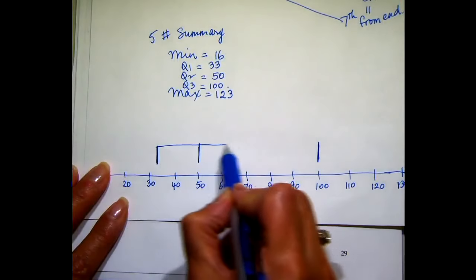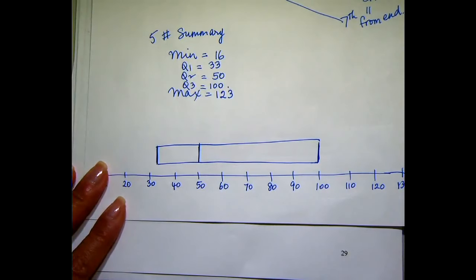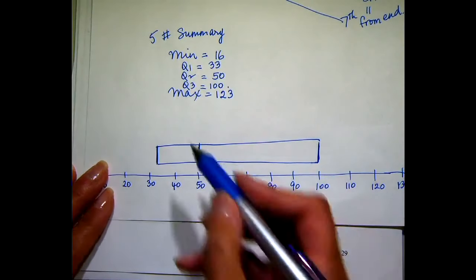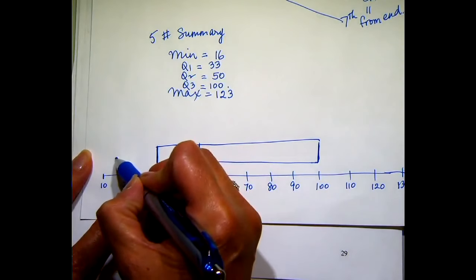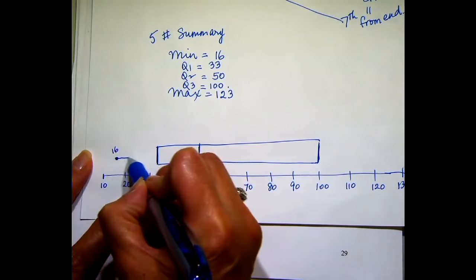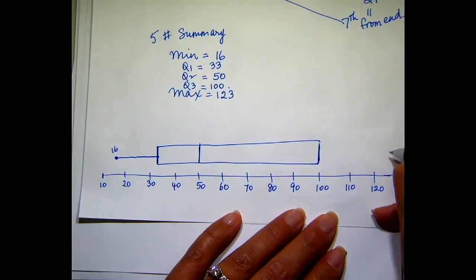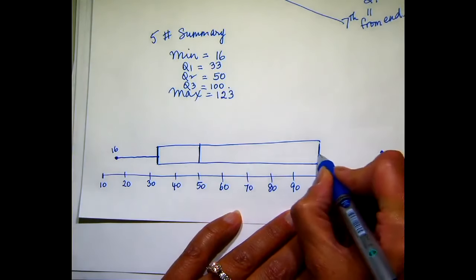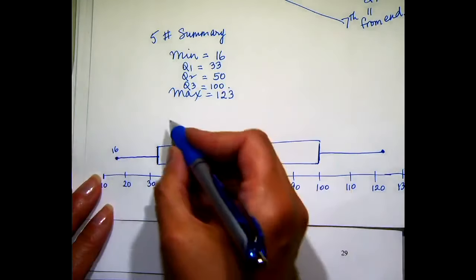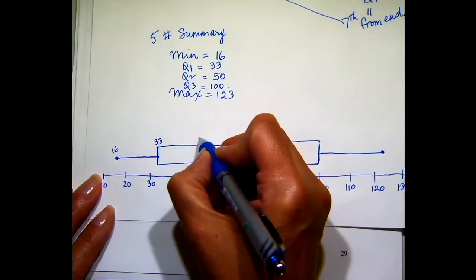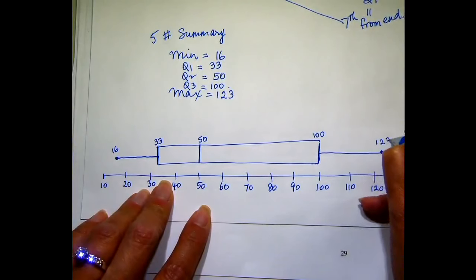And I connect these to form the box from the box and whisker plot. And then I connect the minimum to Q1. So 16 is the min, and I connect that to Q1. And I connect Q3 to the max, which is 123. Here's my box and whisker plot. This is 16, this is 33, this is 50, this is 100, and this is 123.